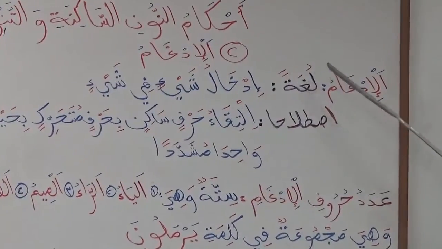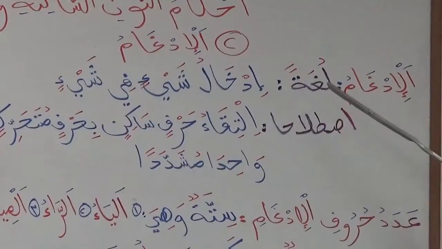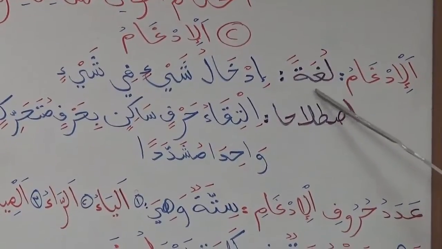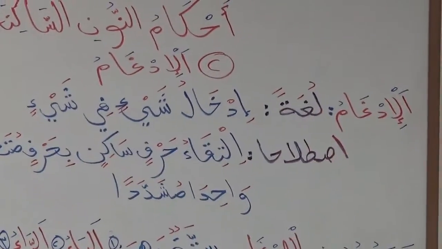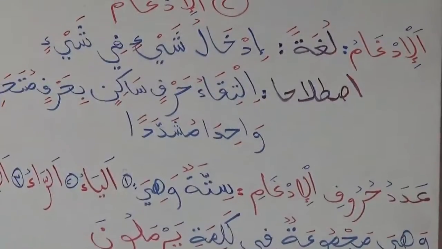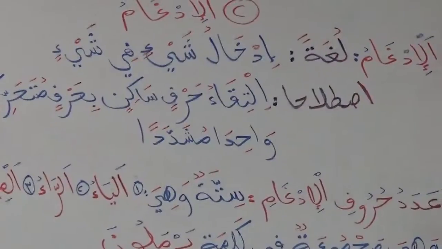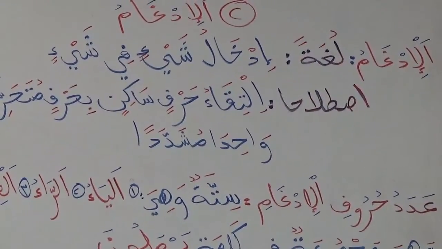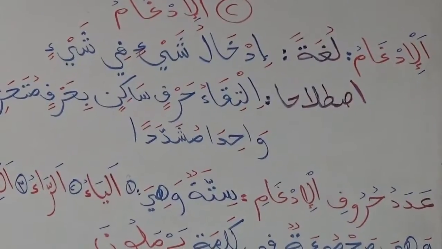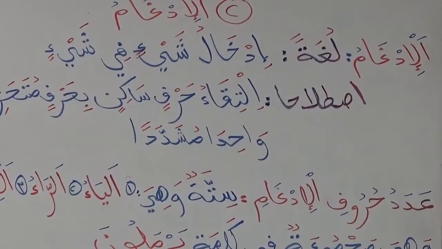Al-idghamu lughatan. He says in the Arabic language, when they say al-idgham, it means idkhalu shay'in fi shay'in: take something and put it in something else. This is a pen. هذا قلم. If I say in Arabic, أدغمت القلم في جيبي, it means I took the pen and I put it in my pocket. So that is al-idgham in the Arabic language.